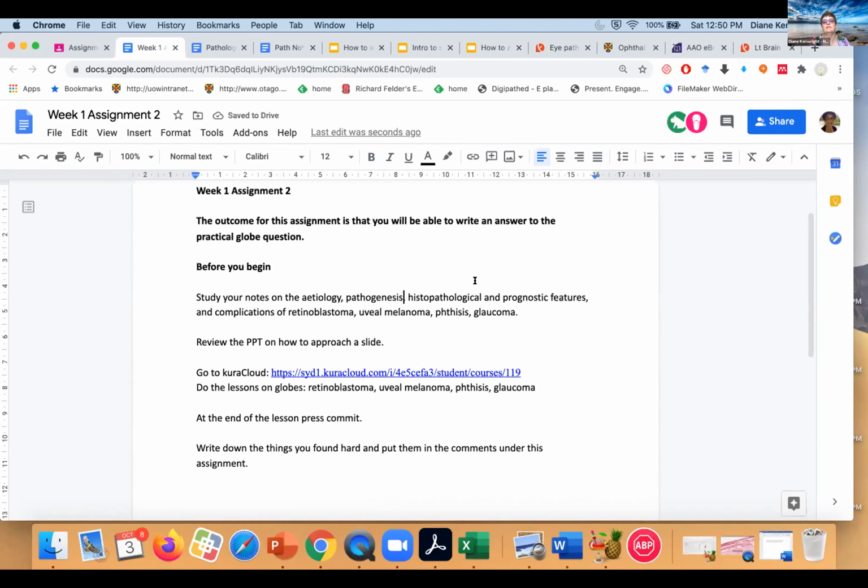Histopathology and prognostic features of these 4 conditions. And then using the how to approach a slide structure, go in and do the lessons here, okay? So that's the second assignment.